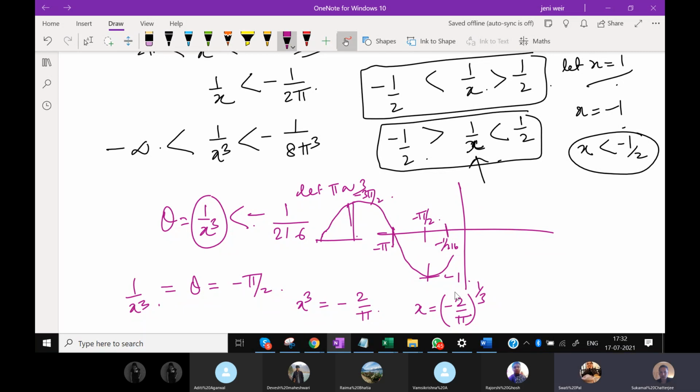Yes, sir. So that means at this point, for x equal to this value, the value of x cube will be minus 2 by pi. So sine of 1 by x cube is defined, but the value of x will not be defined. So you have to be careful here. Is the concept clear? Yes, sir. Okay. So your graph is going to go like this.